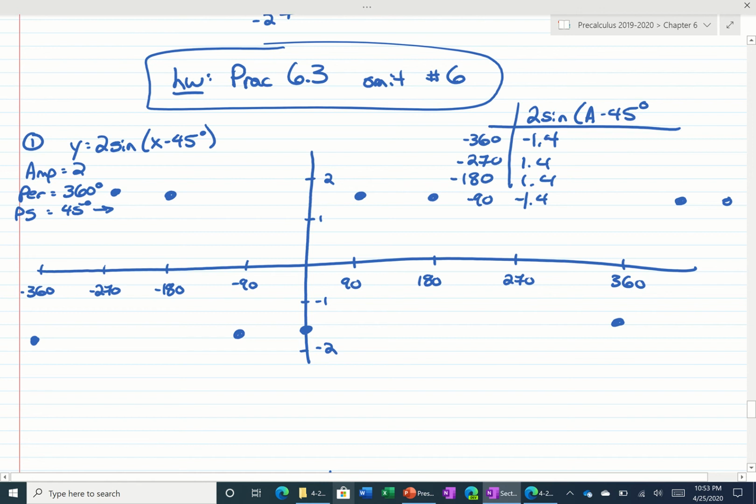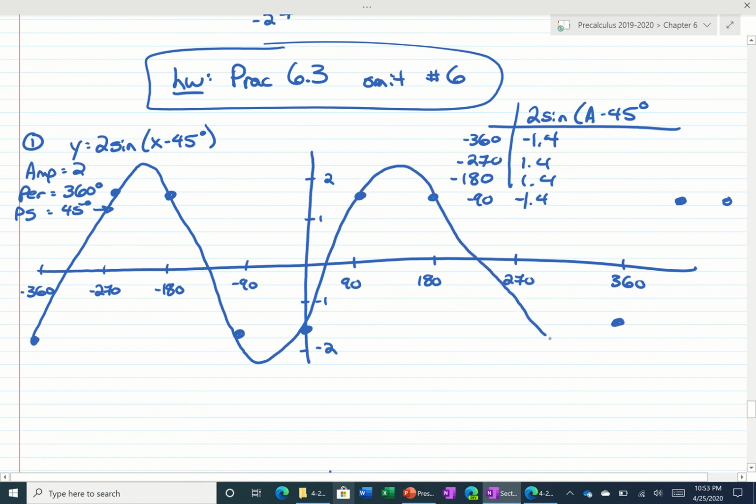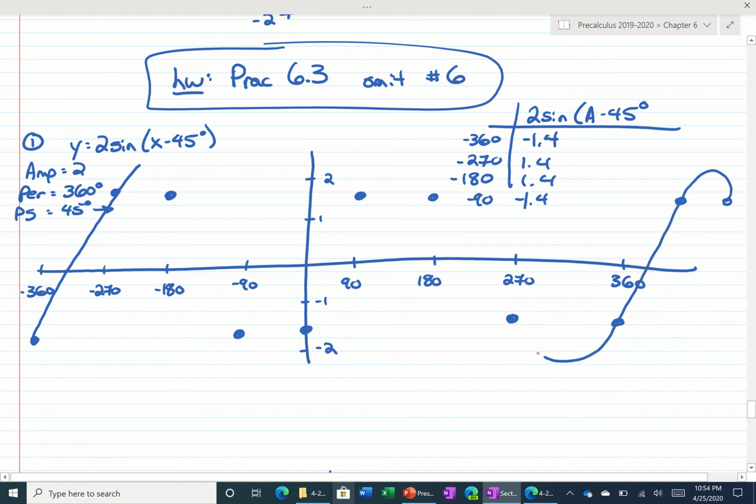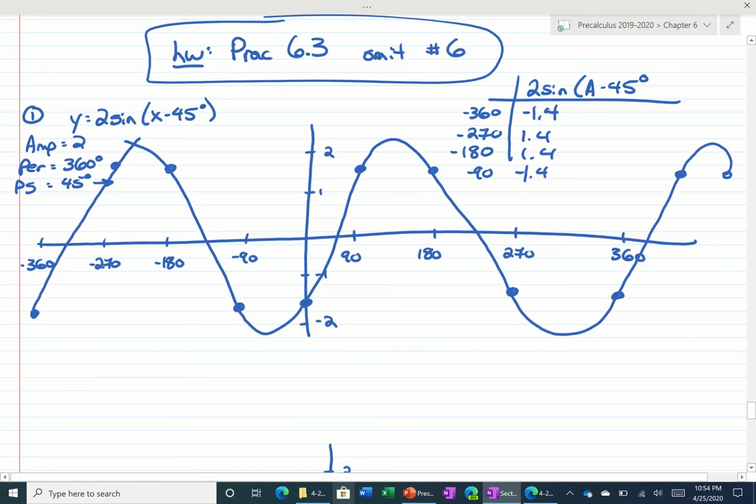So it looks like we're 2 up to 2, and then 2 down to 2. 2 up to 2, 2 down to 2. I guessed that one a little bit here. Something like that. Alright, so that's how you draw the graph there. I know the amplitude was 2, so I had to go up there.